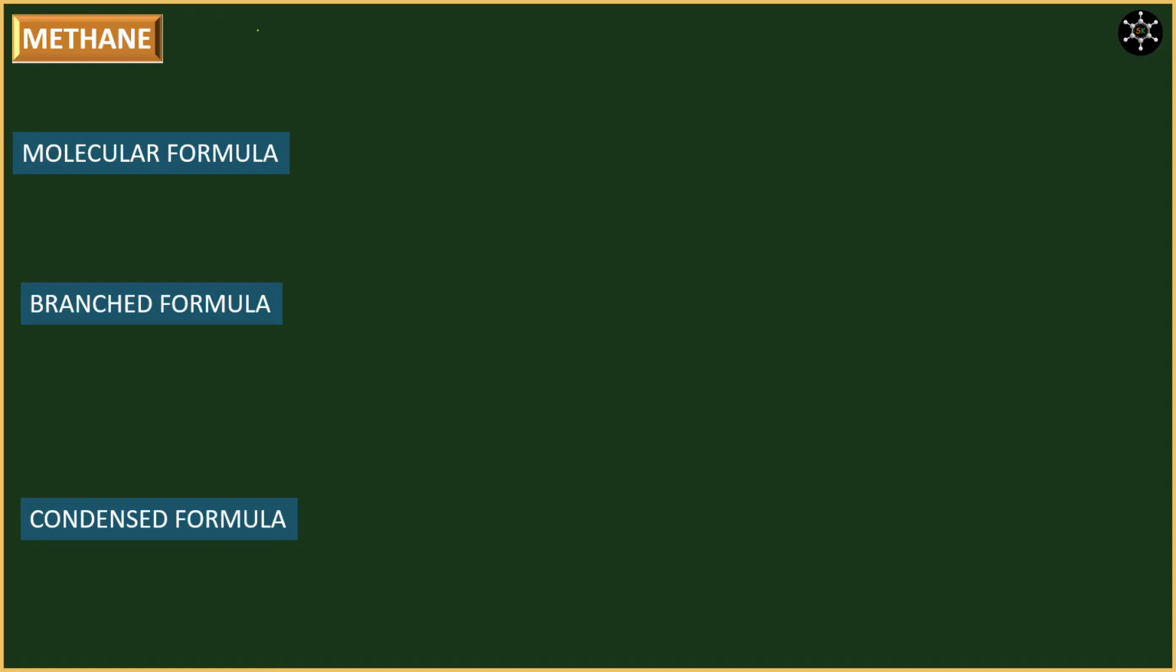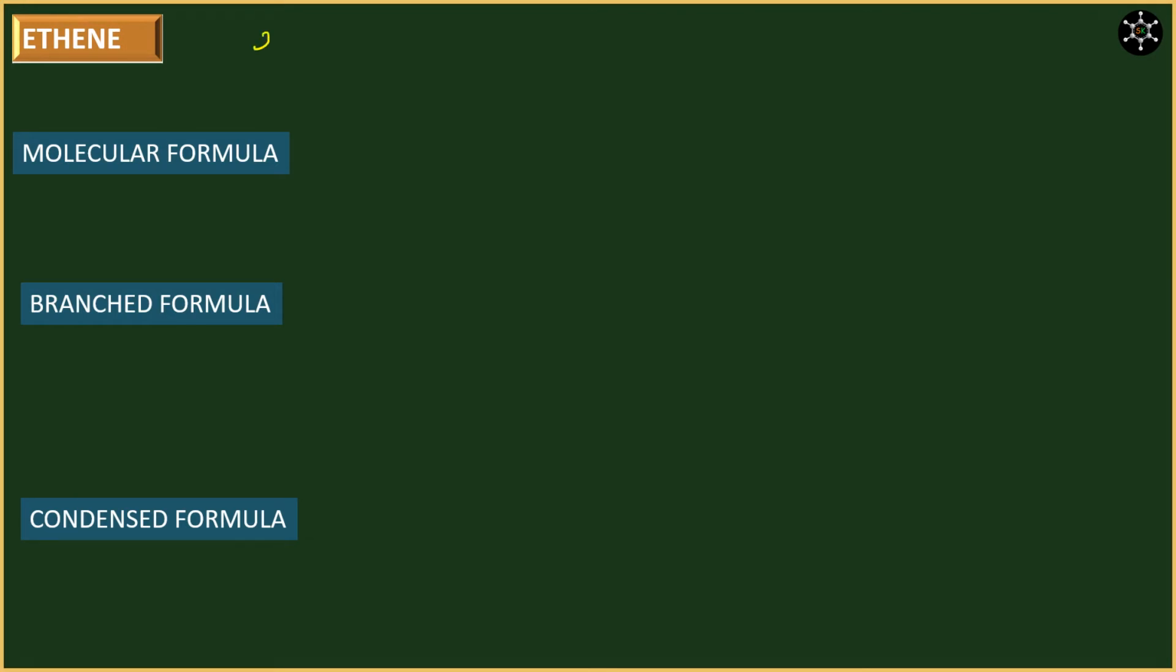Methane consists of 1 carbon atom and 4 hydrogen atoms in it. So its molecular formula is CH4. In branched formula, we will write the bonds of carbon with hydrogen atoms. In condensed formula, we know that this CH bond will not be written. It will be written in a condensed manner, just like this. Coming to methane, its condensed formula and molecular formula look alike.